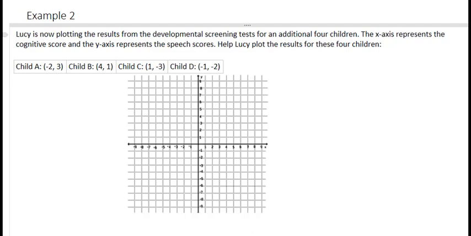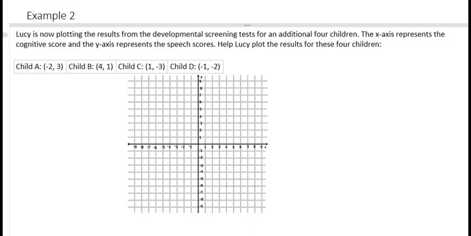Example 2. Lucy is now plotting the results from the developmental screening test for an additional 4 children. The x-axis represents the cognitive score and the y-axis represents the speech scores. Help Lucy plot the results for these 4 children. So for this example, we're going to do the reverse of what we did. We're given the coordinates and now we need to graph them.